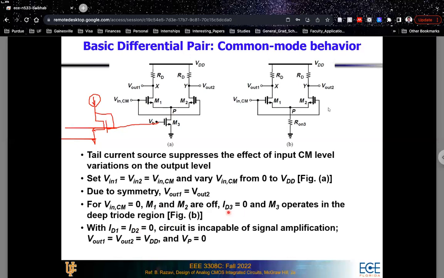And because this I3, or the ISS current in this case, is equal to 0, the currents in both branches will be equal to 0, and the circuit will be incapable of any kind of signal amplification. Because you know that for signal amplification, all the transistors need to be in saturation. If the transistors are in triode or in cutoff, which is the case here, where the M3 transistor is in triode and M1 and M2 are in cutoff, you'll not see any kind of signal amplification. Your output voltage nodes, Vout1 and Vout2, will both be equal to VDD, and the voltage at this Vp node will be equal to 0.